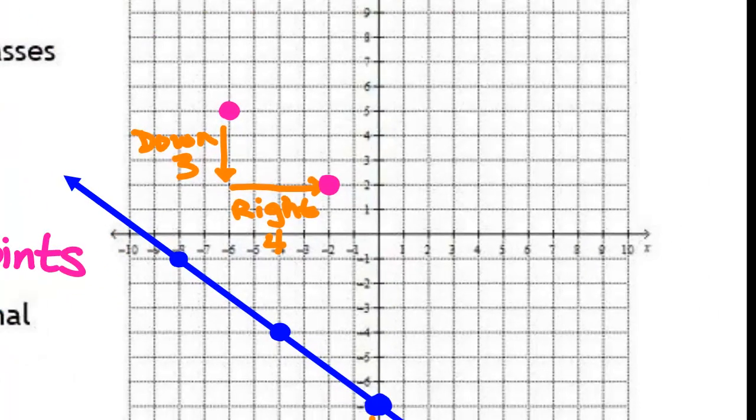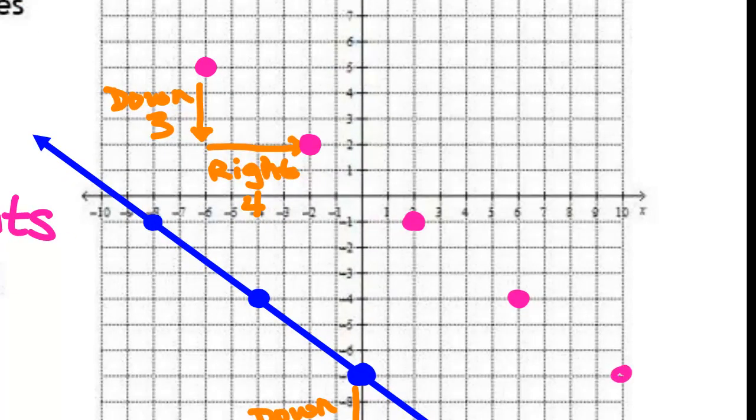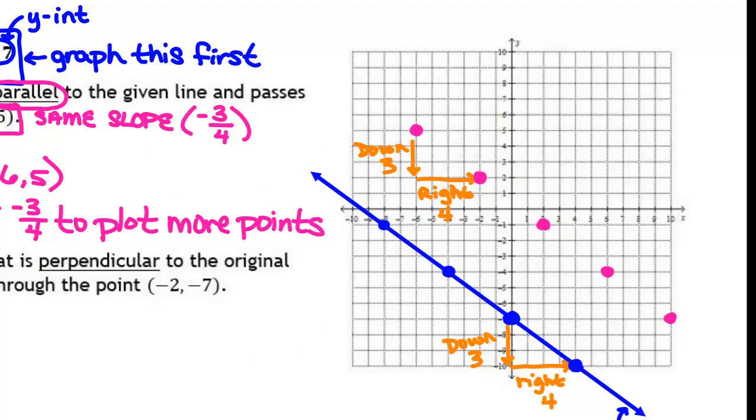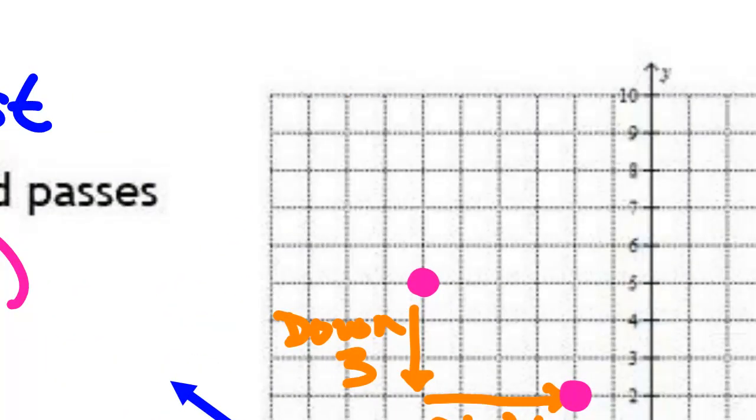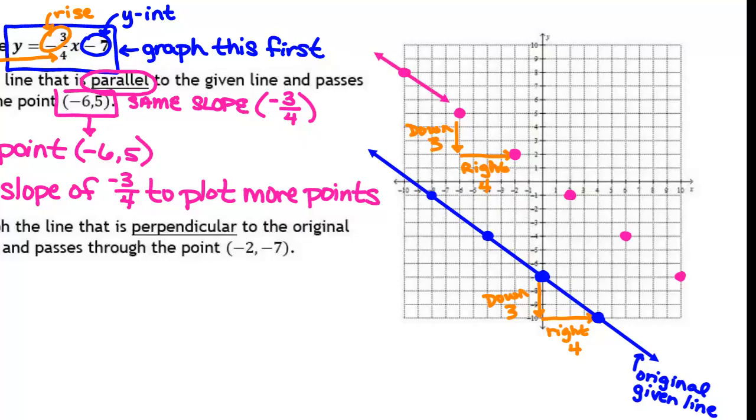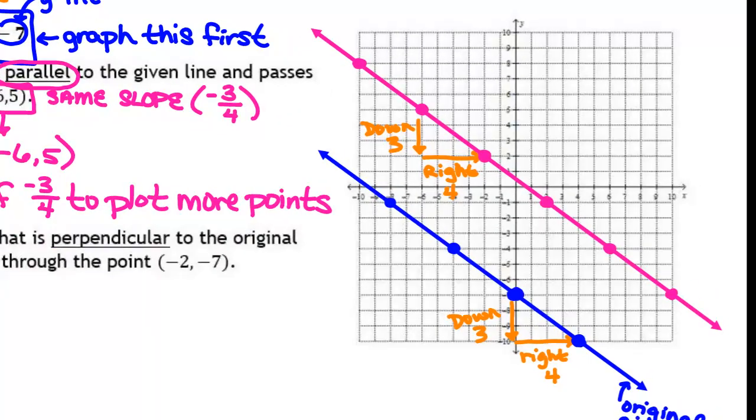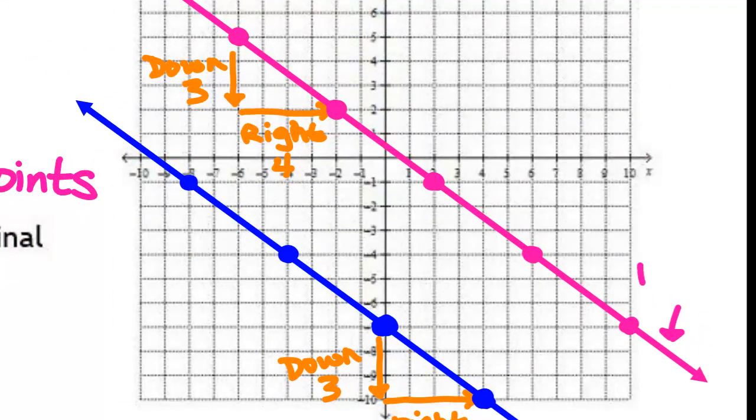And then we're going to do it again. Down 3 and right 4, repeating this several times. Can I go backwards at all and get any more points? Yeah. From this top point, I can go up 3 and left 4. I can do everything in reverse and get one more point on there. And then I can grab my straight edge and draw through those points. This is our parallel line.